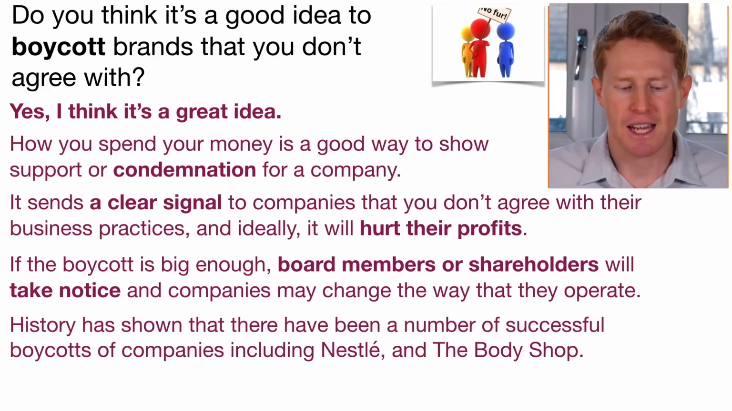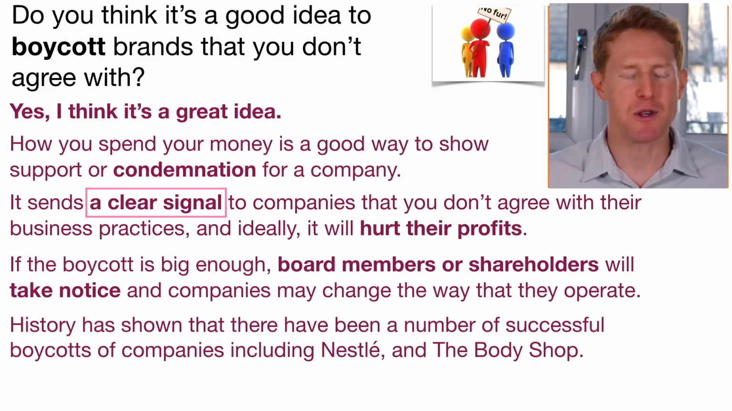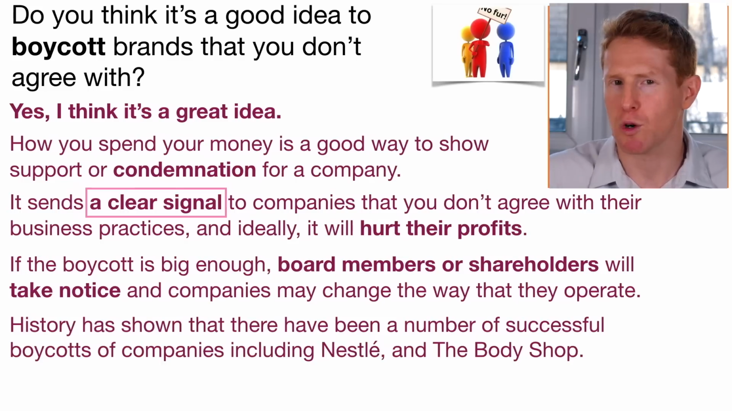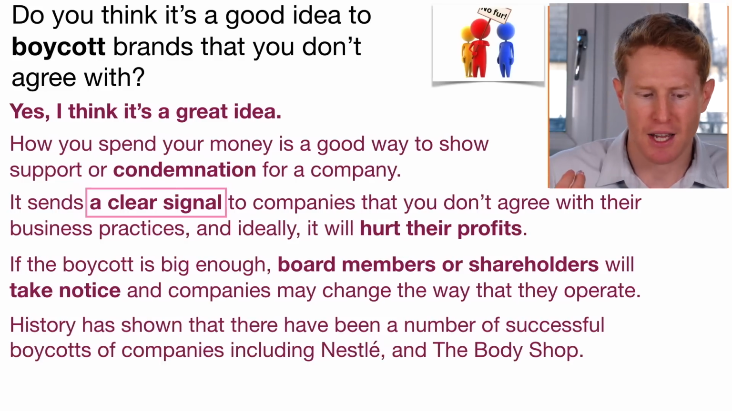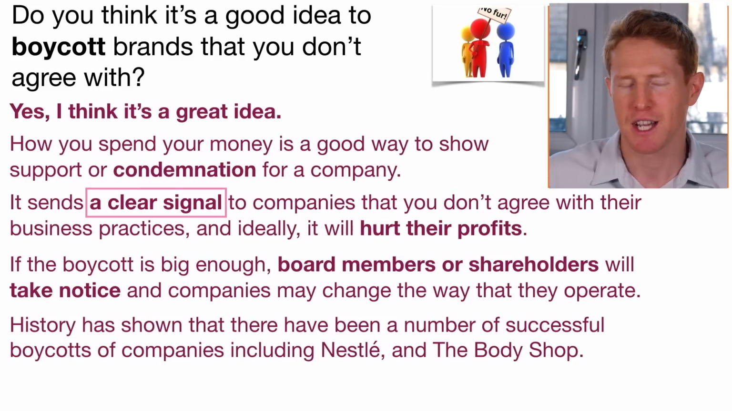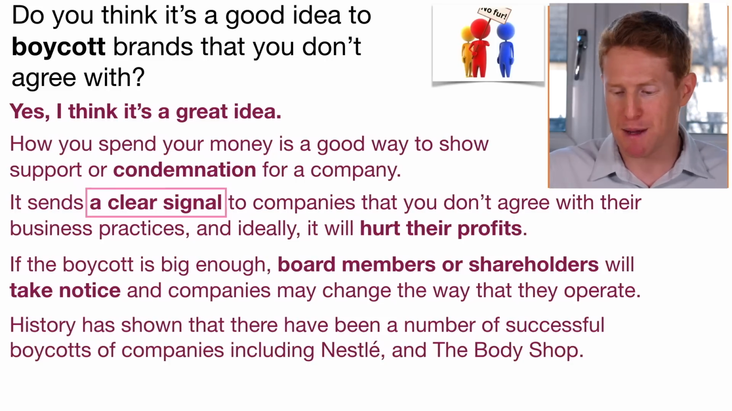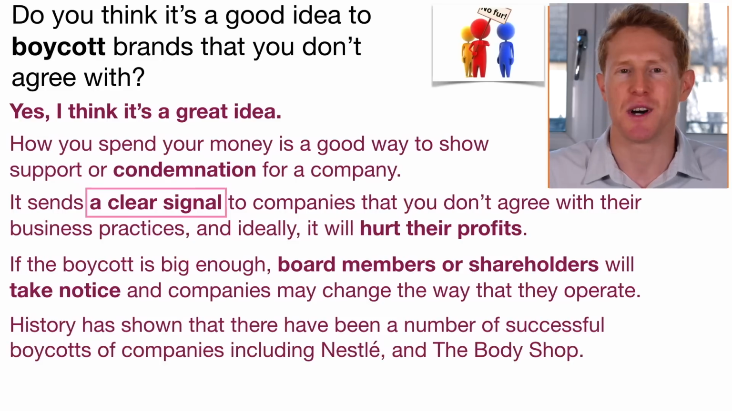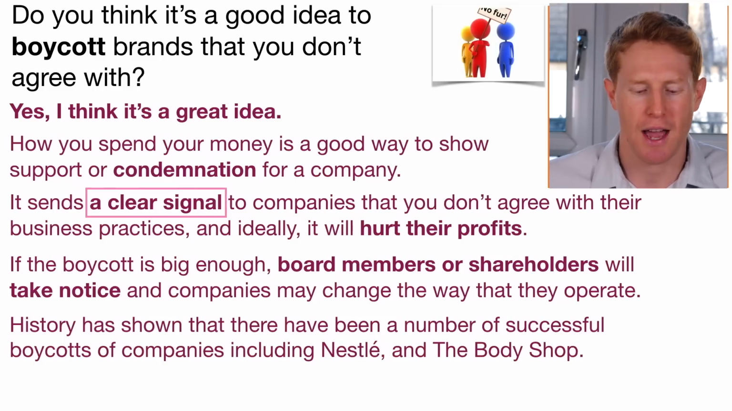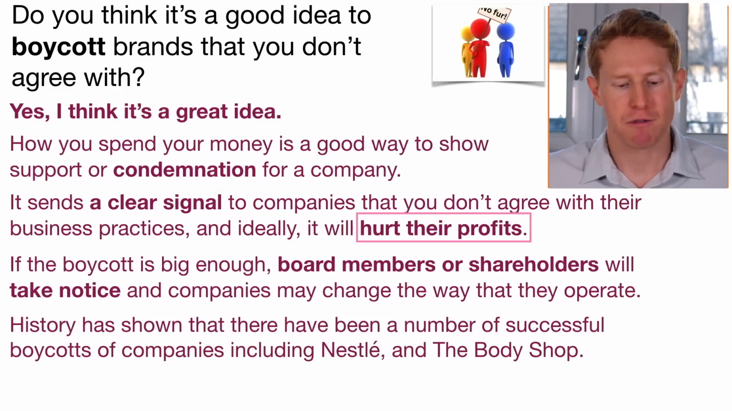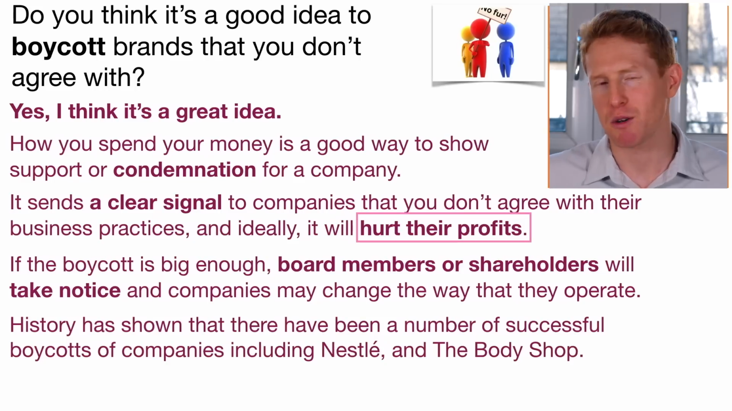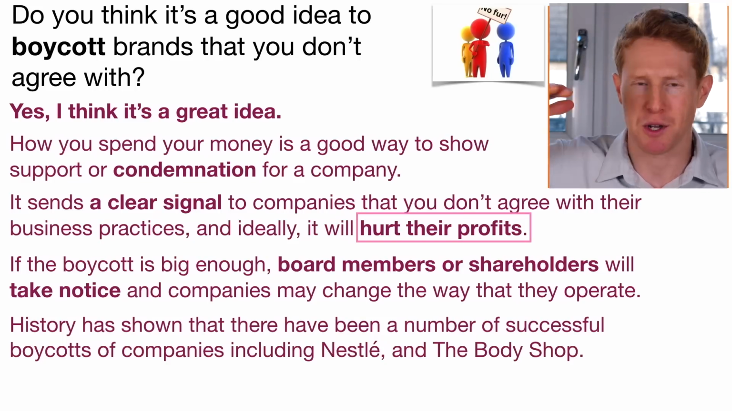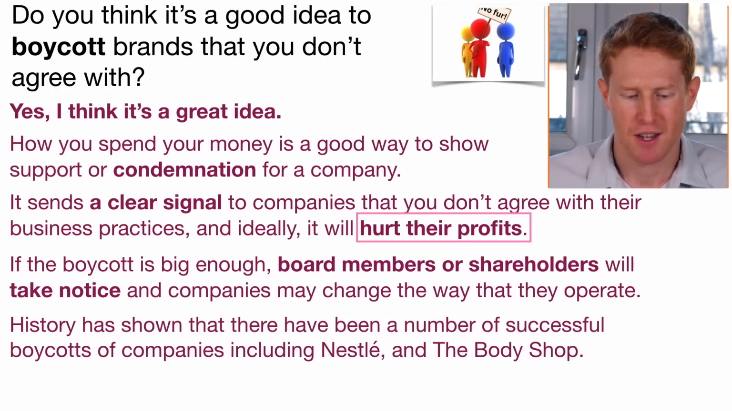We say it sends a clear signal. So if you send a clear signal, you're making it very clear what your belief or what your opinion is. You send a clear signal to the company. If you don't buy their products and the company sees their profits going down, it sends a clear signal that consumers are not happy. We've also got this phrase, hurt their profits. So the profit is the amount of money that a company makes, and we can hurt their profits, which means that we lower their profits.